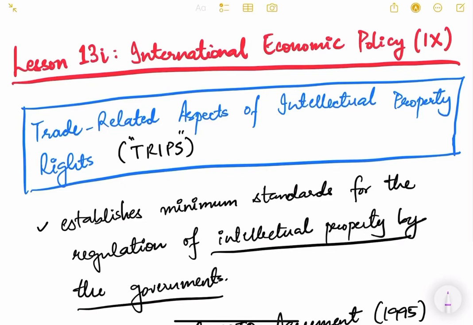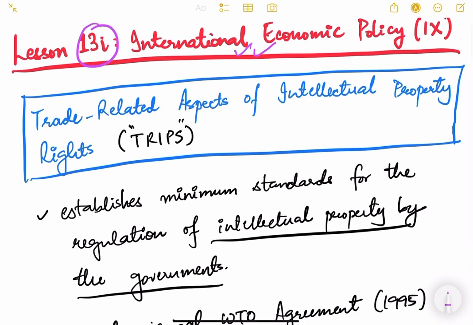So let us continue international economic policy. This is the ninth video of this particular lesson. And in this lesson, we are going to study one important agreement of the WTO, which is known as TRIPS. Okay, so the full form of TRIPS is Trade Related Aspects of Intellectual Property Rights.